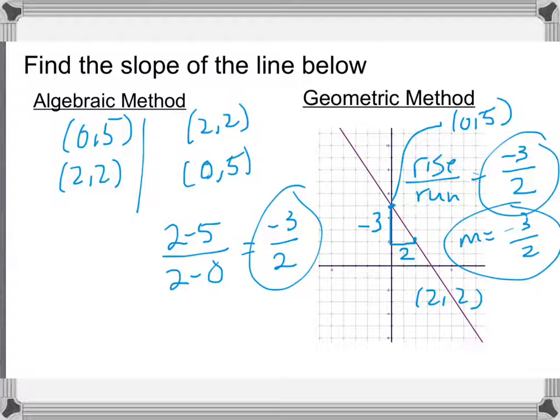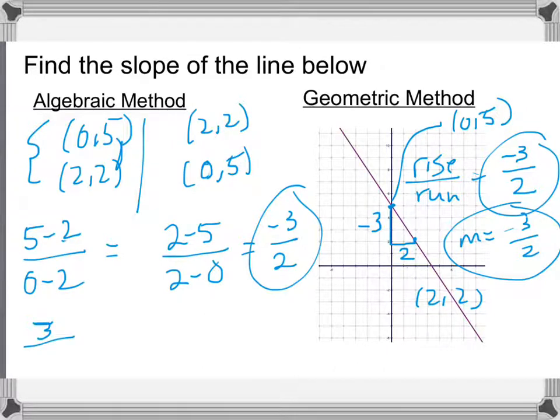And by the way, even if you had kept the points stacked on top of each other like this, you would still get the same thing. You get 5 minus 2 over 0 minus 2. So 5 minus 2 is 3 over, and then 0 minus 2 is -2. Now remember that 3 over -2 is the same thing as -3 over 2.